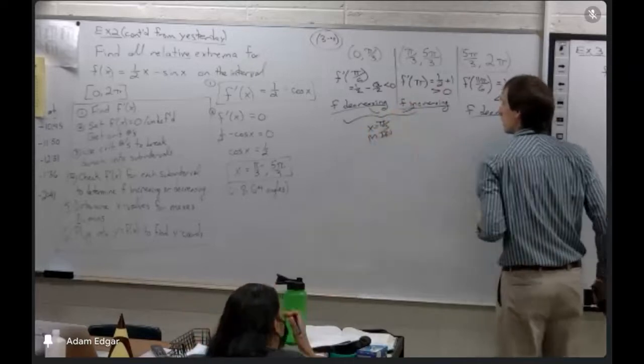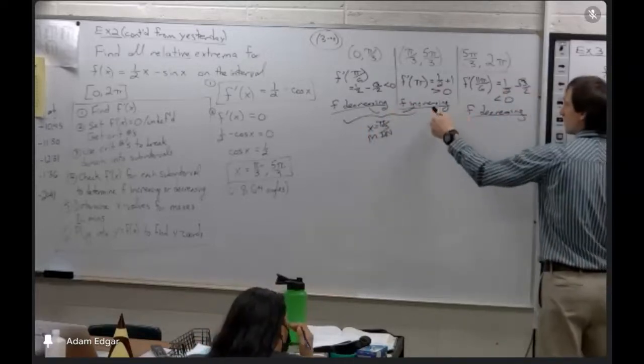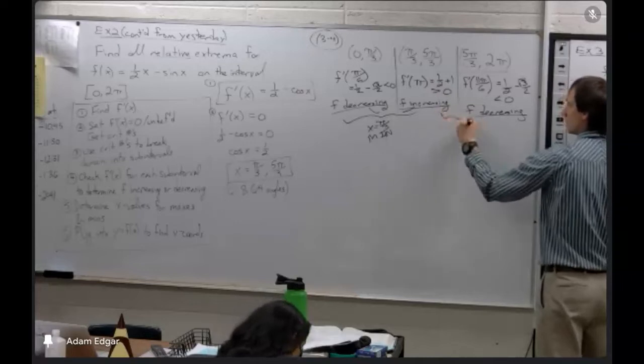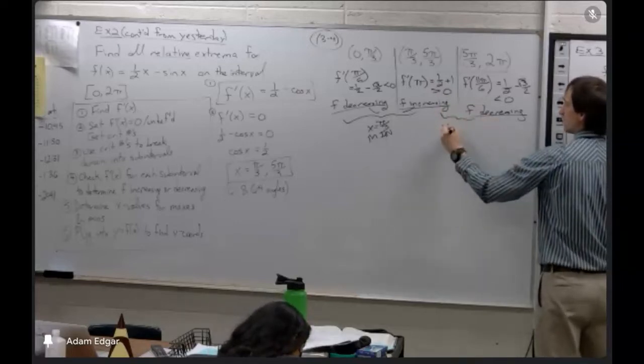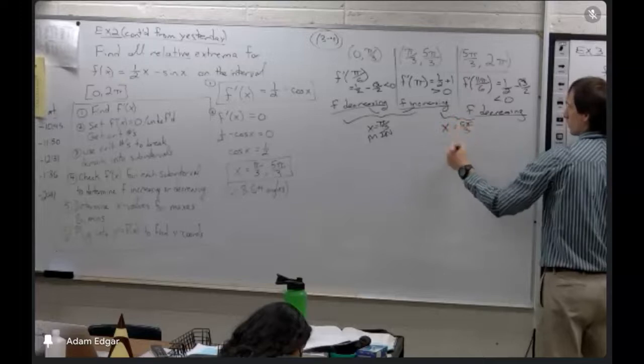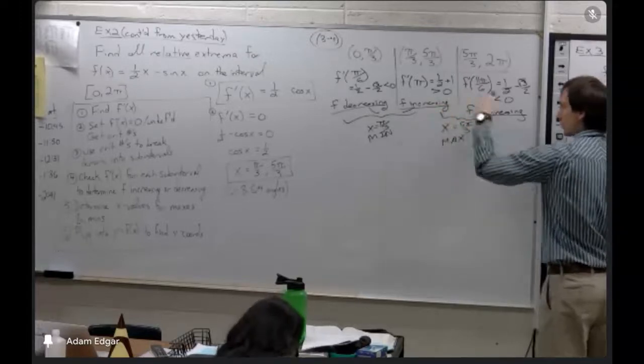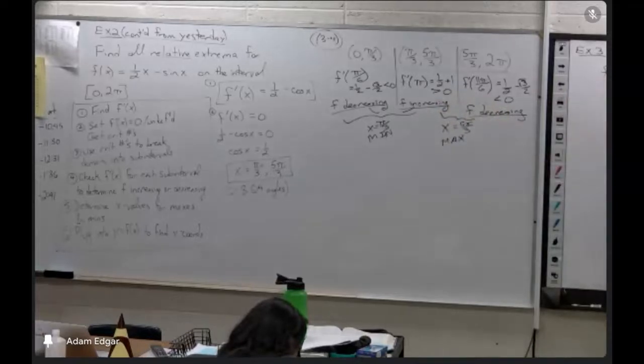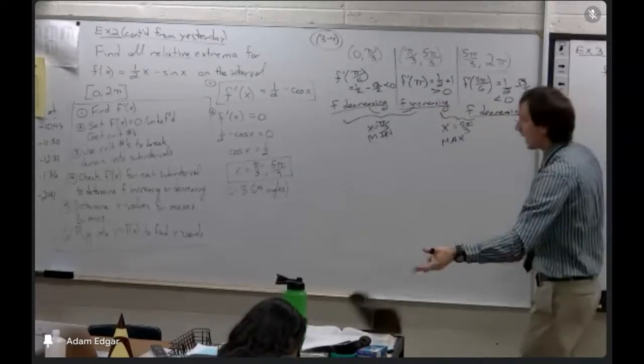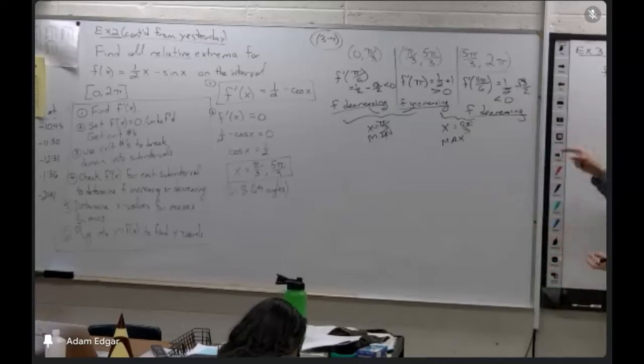And then here, you go from increasing to decreasing. So that means at x equals 5 pi over 3, do we have a max or a min? Max, because if you're increasing and then decreasing, you're going up and then you're going down. So right there at the top, you have a maximum. And to find out what they are, plug them back into the original function to get your y's.